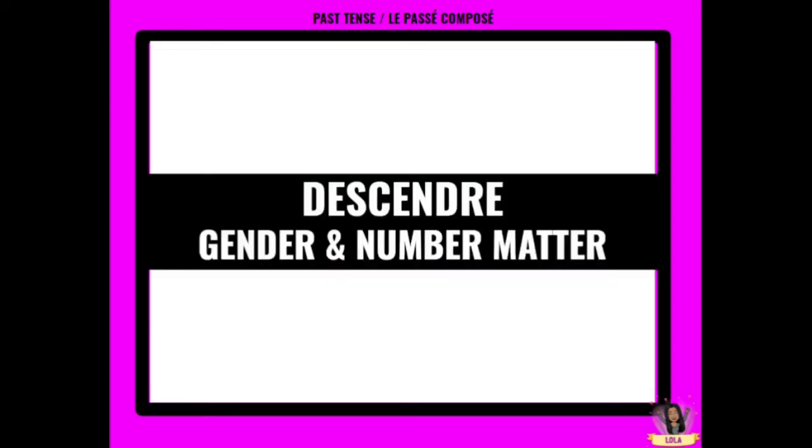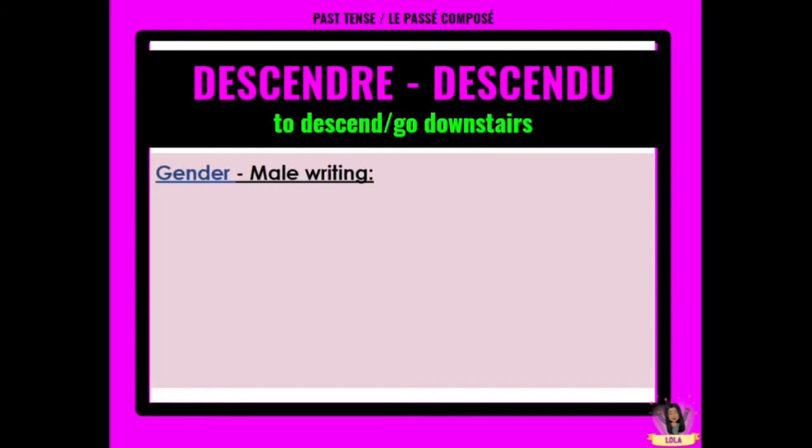So again, we're going to use descendre, and we're going to use gender and number, which are going to matter. So looking at gender, if it is a male that is writing and they're using the verb descendre, which is a regular verb, the RE changes to a U, means to descend or go downstairs. We're going to say, je suis descendu la montagne. So I descended the mountain. I went down the mountain.